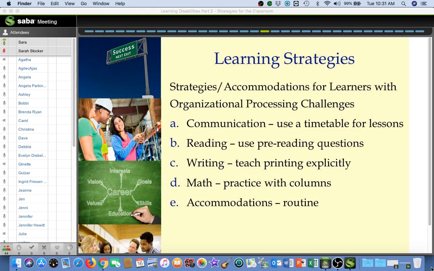For writing, it's very possible that these learners will have difficulty with the fine motor skills of writing. So you're going to have to teach letter formation. Give the learner letter charts to reference, and teach printing and even cursive writing explicitly. In math, these learners may also benefit from using graph paper and practicing working in columns to solve math problems. And an accommodation is keep to a routine. Help the learner make and keep to a schedule.